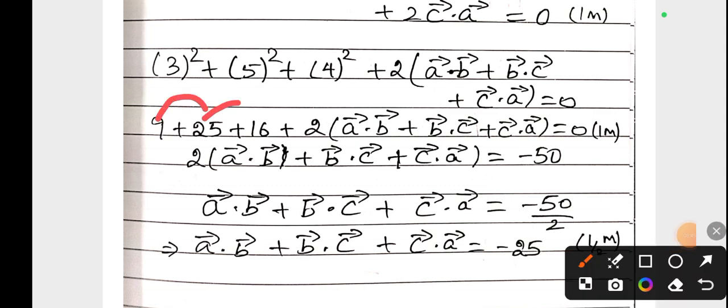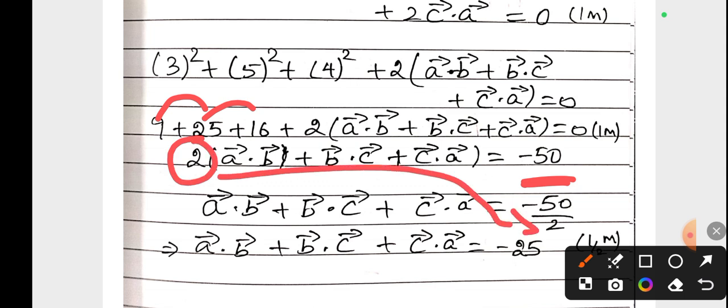9 plus 25 plus 16, we got plus 50. Plus 50 goes to that side, children, the sign changes to minus 50. And the multiplication 2 comes to this side as division. We have done this model already in the 35th question. So the answer is minus 25.